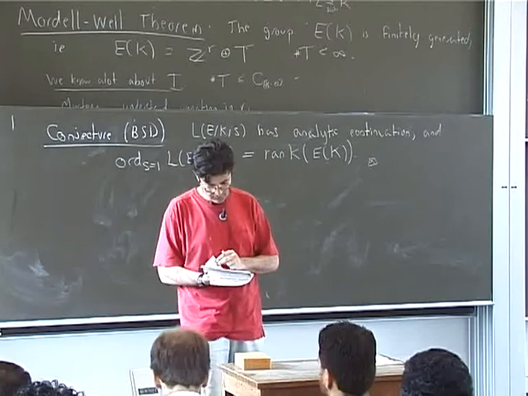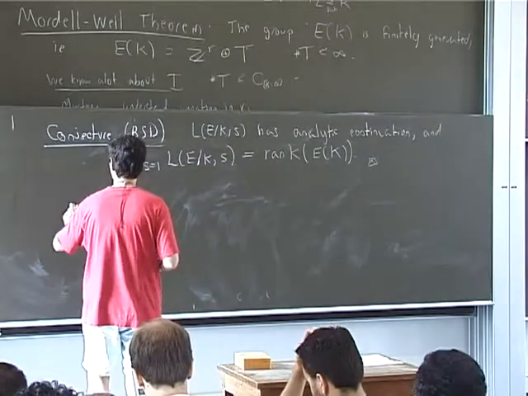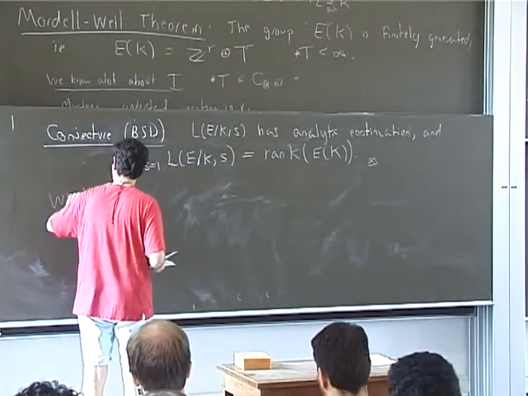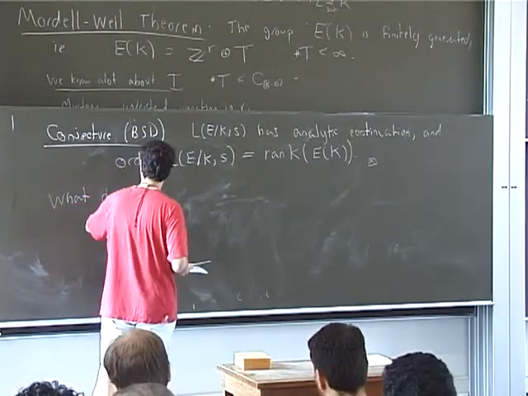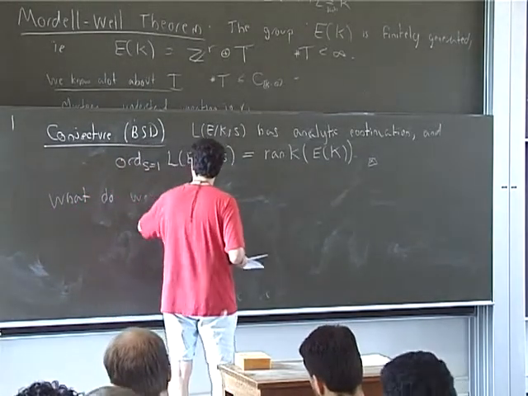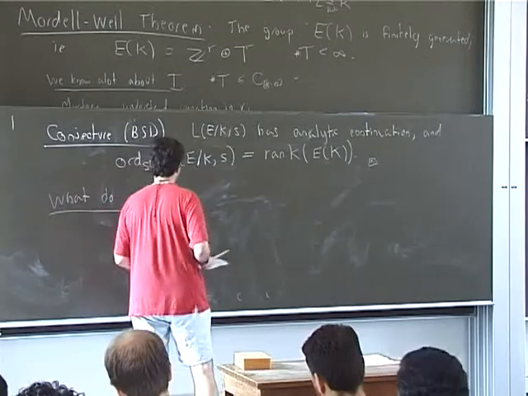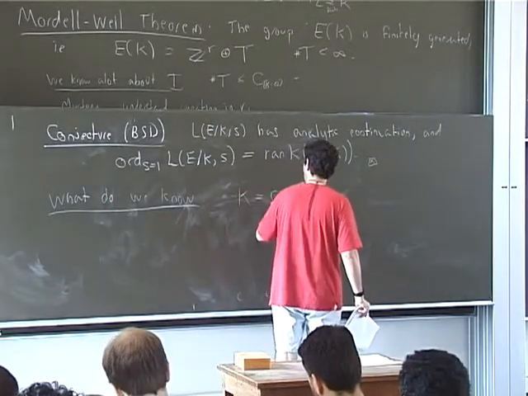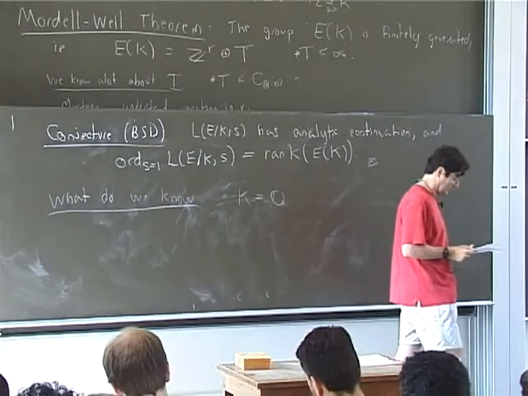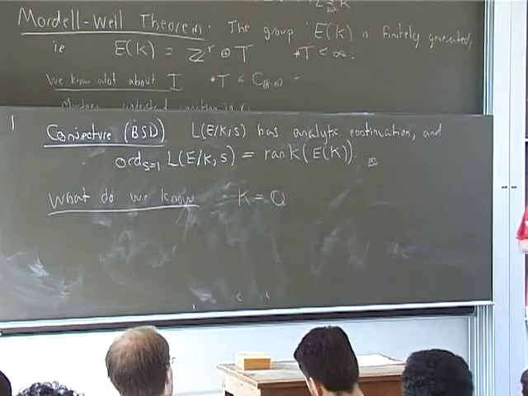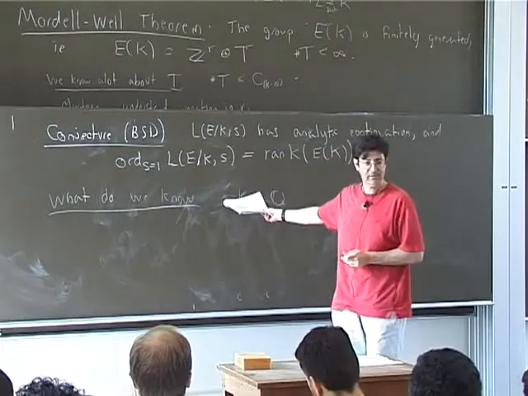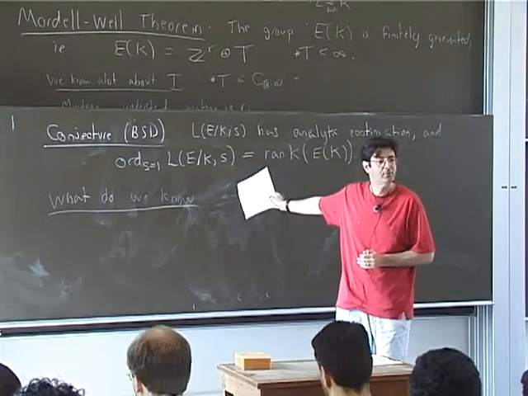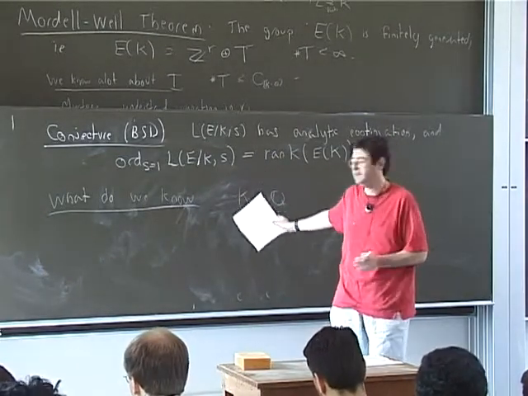So let's see. What do we know about this? Until Wednesday, I'll be placing myself in the context where the field of definition is Q. So from now on, I'm going to seriously assume that the ground field is the field of rational numbers. In that case, it turns out we know quite a bit about this Birch and Swinnerton-Dyer conjecture, although there's still also a lot that we don't know.